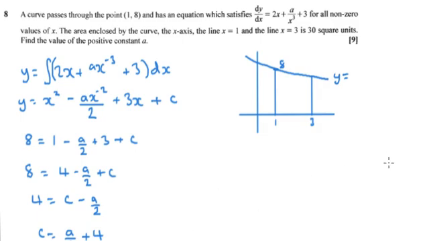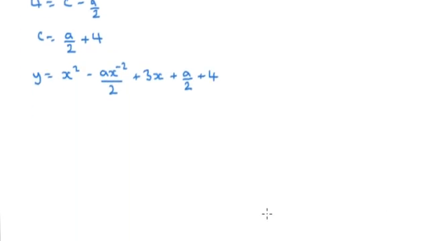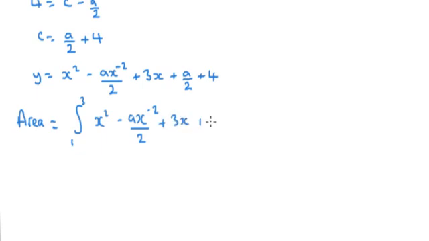So some quadratic, well, not a quadratic because we've got an x to the minus 2 term, but that's the equation, and then we're going to need to integrate this between 1 and 3. So the area is going to be the integral between 1 and 3 of x squared minus ax to the minus 2 over 2 plus 3x plus a over 2 plus 4 dx.